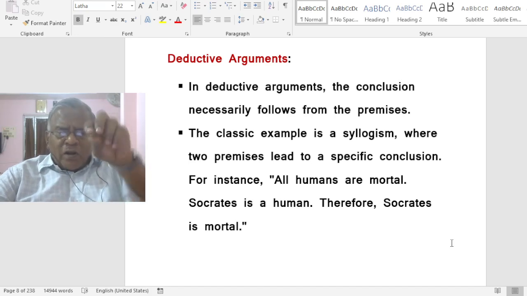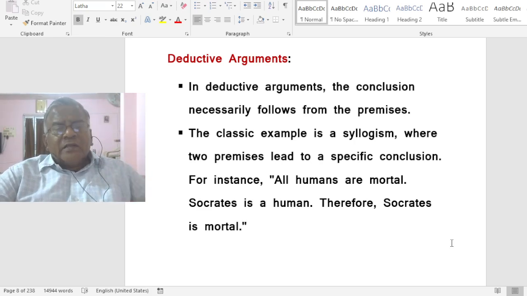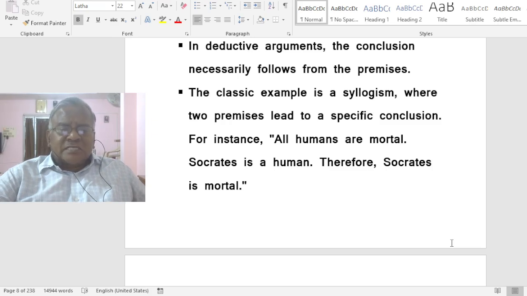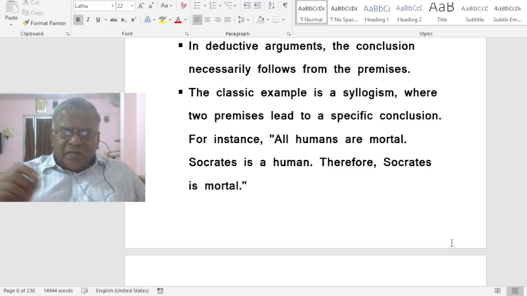No doubt at all in this argument. Everything is so nice. Everything is so true. That is the idea here. The classic example is a syllogism, where two premises lead to a specific conclusion. Another word given to this argument is syllogism. All three put together is called a syllogism. In logic we call it syllogism.